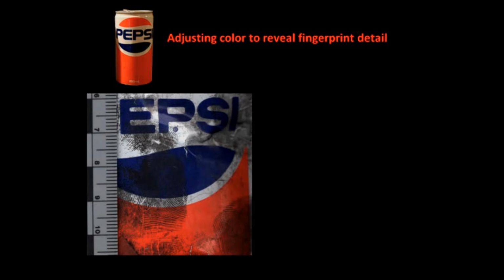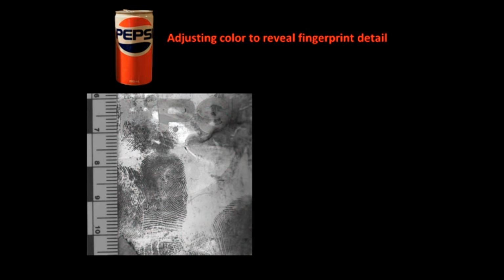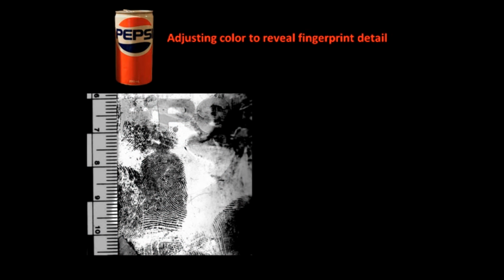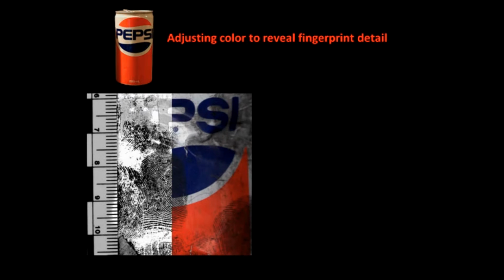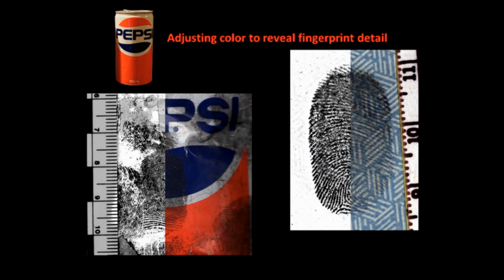One of the unique things about digital imaging is that you can address certain colors within an image, change those colors, like the Pepsi can, and then remove that color. You notice in the Pepsi can we've taken the blue, changed it to red, and then dropped out the red to reveal a black and white fingerprint. The same is applied to this fingerprint with a blue pattern background. The images are split to show you the before and after results.